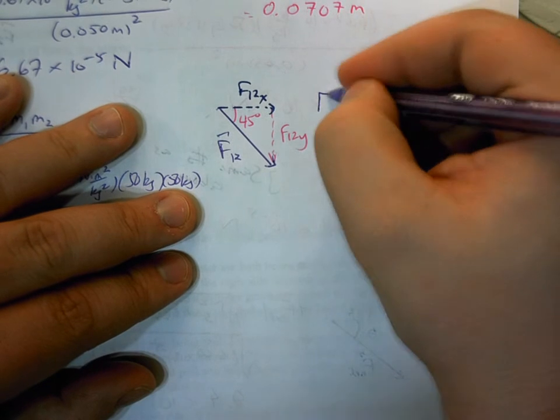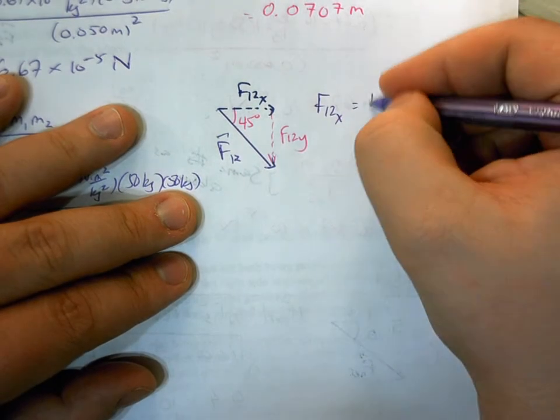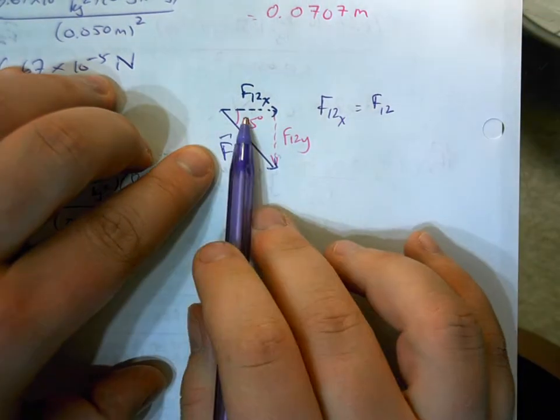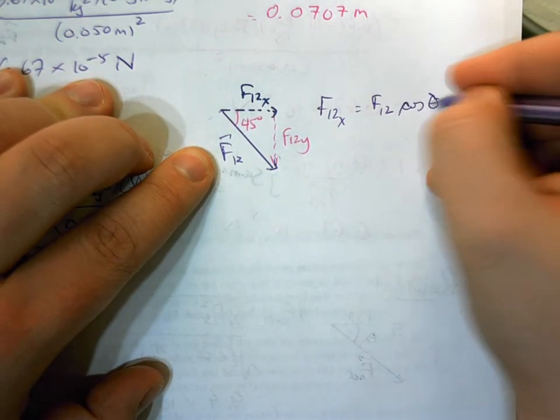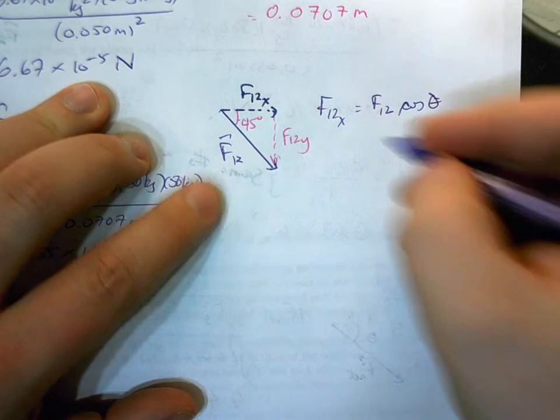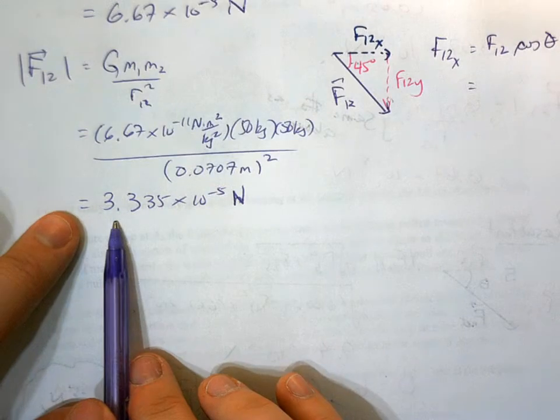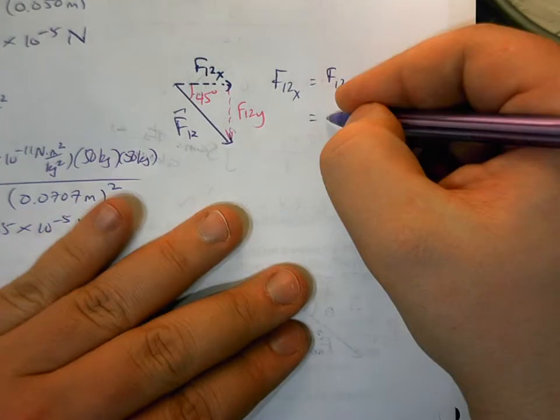So for my X component, it's going to be this F12, and then I'm going to require cosine, because F12 is going to be my adjacent side. So we're just going to take that force that we calculated and we're going to multiply it by cos of that angle.